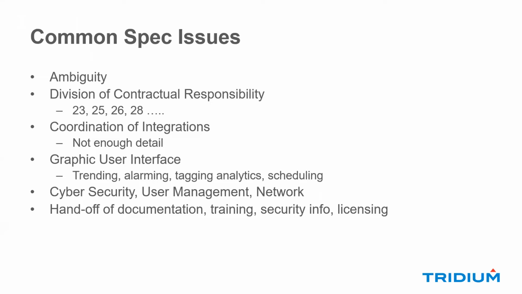So some common spec issues that we still see today, and frankly, these are common spec issues that have been around for many, many years, is ambiguity. Ambiguity doesn't help. People have to make guesses, and it always causes problems later. Sometimes the division of contractual responsibility can be very muddy. We have to make sure that all the spec sections and the people that are quoting those sections know exactly what their responsibility is. Also, we want to coordinate the integrations and get details.